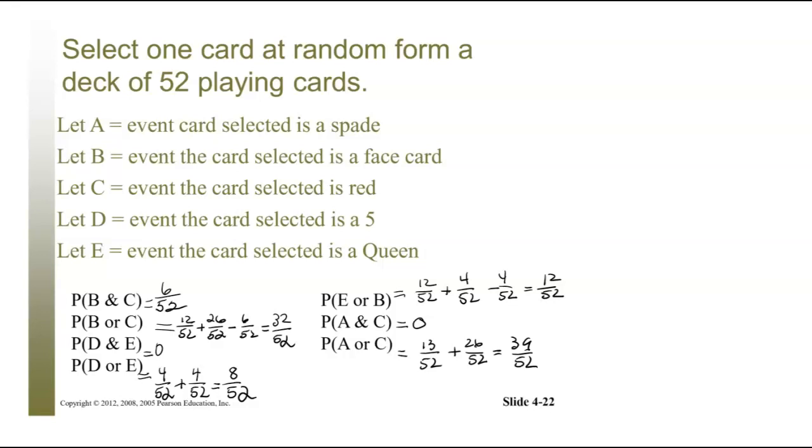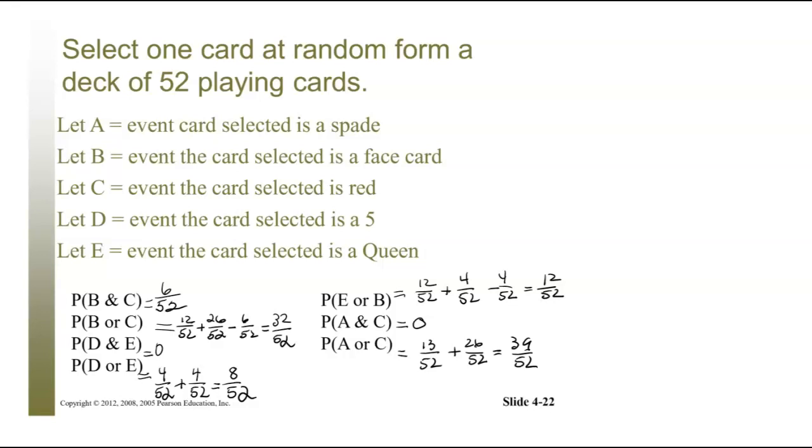So when we do B or C, well, we know we've got the 12 face cards, right? 3 in each suit. 3 times 4 is 12. We've got 26 red cards. That's half the deck. But we need to take away those 6 that were in common, and that's where we get the 32 out of 52 from, which, of course, you can convert to a decimal.